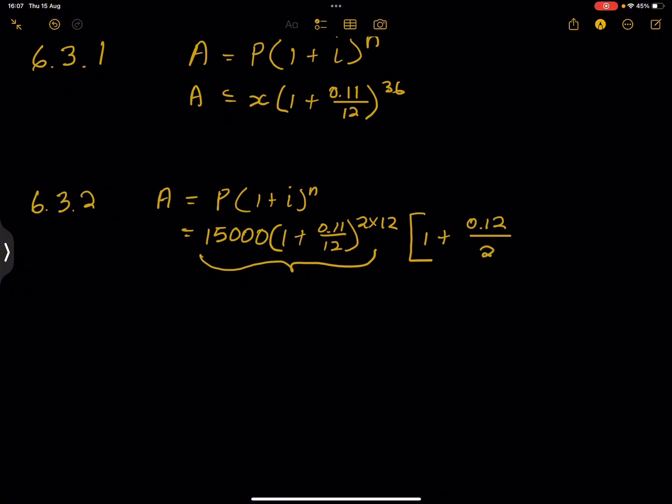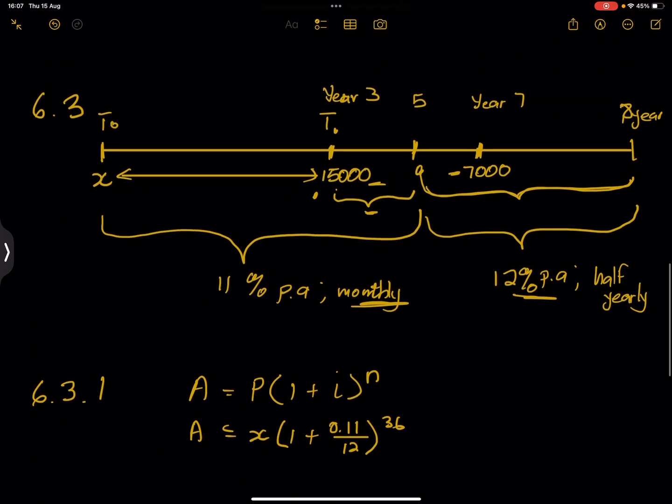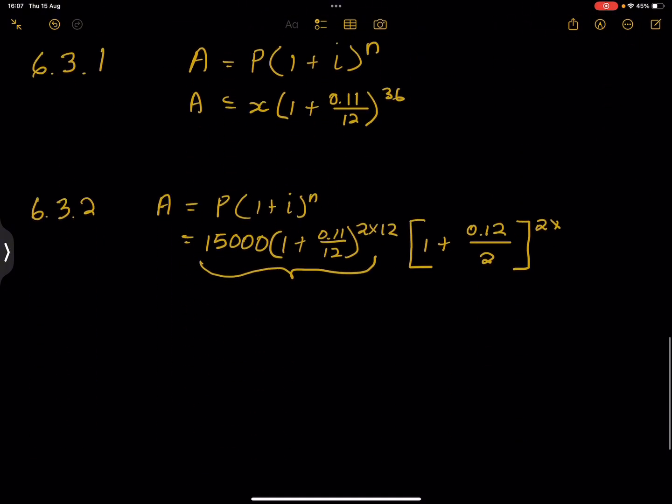So 2, this is to the exponent, this is 2 multiplied by the number of years, from year 5 all the way up until the end of year 8. So that's 3 years, right? So that's 2 times 3 years. All right, ladies and gents, so that is for the 15,000. So I'm going to leave it like that.